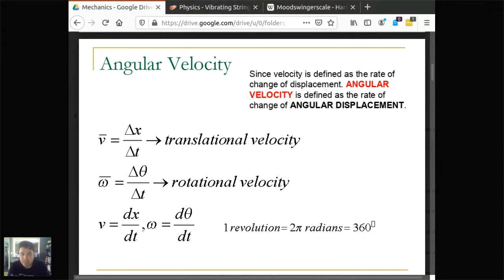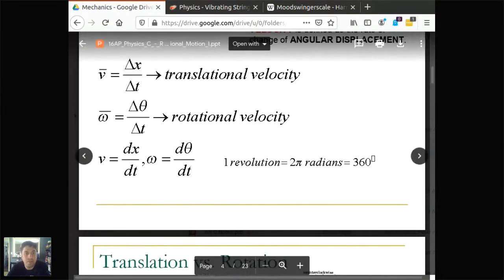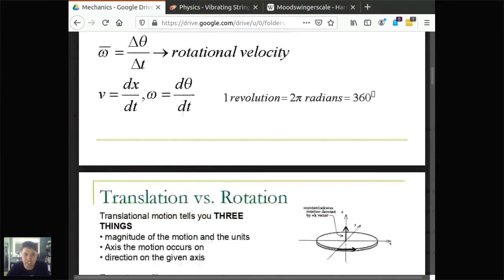But again, it's just a velocity. Don't get scared of it. Don't get tripped up because of it. It's just a plain, nice angular velocity. Let's leave it at just a velocity.